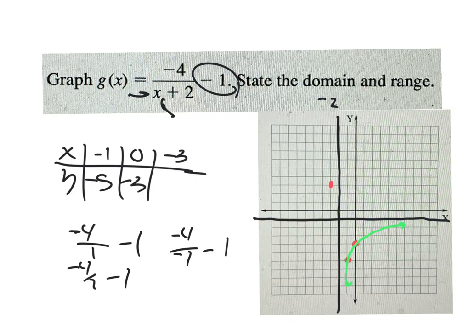And I'll go one more point to the left, which would be negative 4. I'm just going two points to the left and 2 points to the right of the vertical asymptote. Negative 4, if I put negative 4 in there, I get negative 4 over negative 2 minus 1, which is 2 minus 1, which is 1. So I'm going to go to negative 4, 1, which is right there. Connect those two, and it should be basically kind of a reflection of the first one.